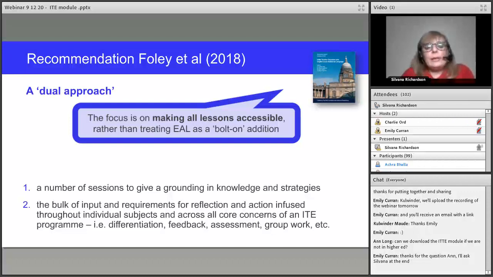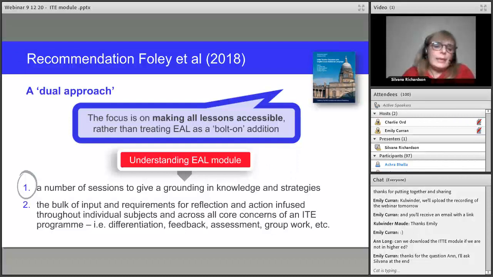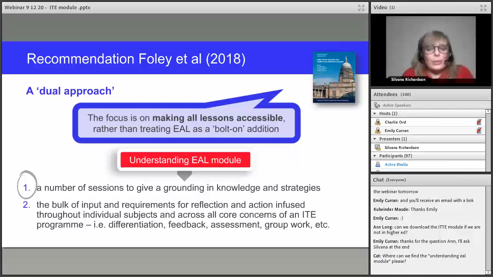So as Foley et al. state, the focus here is on making all lessons accessible rather than treating EAL as a bolt-on addition. So again, we have this idea of mainstreaming and normalizing diversity rather than thinking of EAL as something else or something on the borders. So our Understanding EAL module really is about this first recommendation. So it's to be used by ITE providers if you deliver a session or a number of sessions where you talk about or cover English as an additional language.